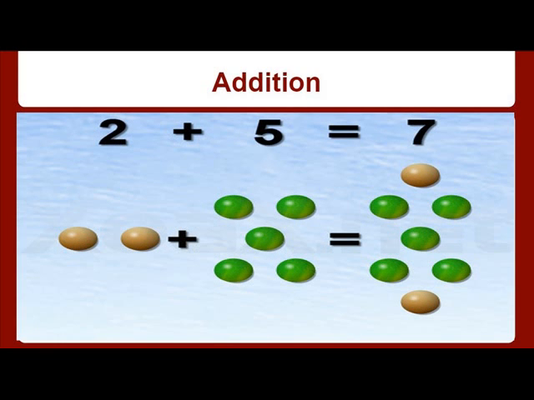When we are adding, we put two things together, such as right here, you have 2 M&Ms plus 5 M&Ms equals, and if you count all the M&Ms up together, we find that we have 7 M&Ms. So 2 plus 5 is equal to 7.